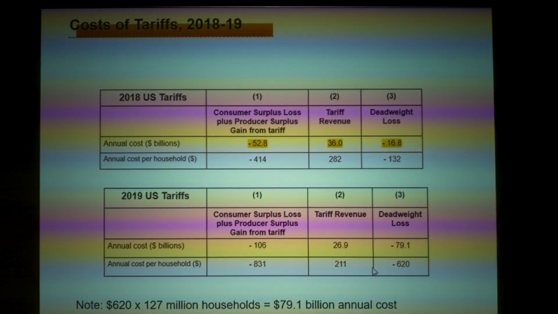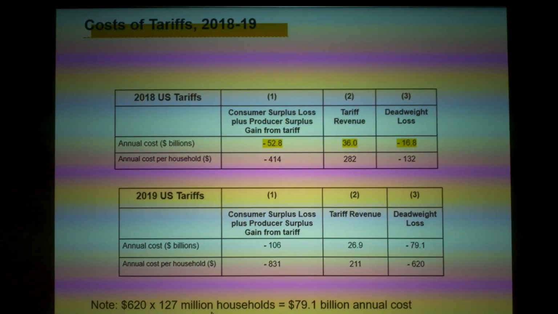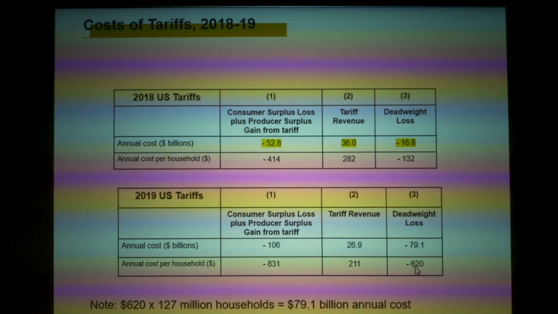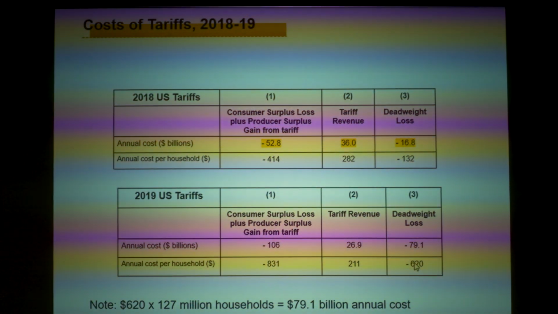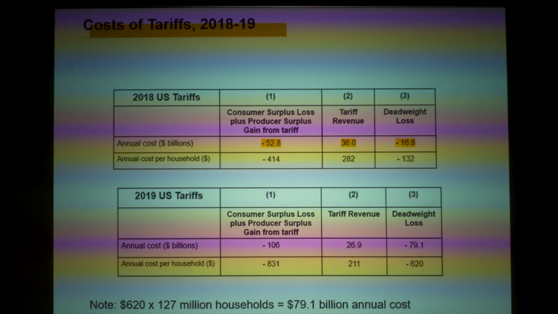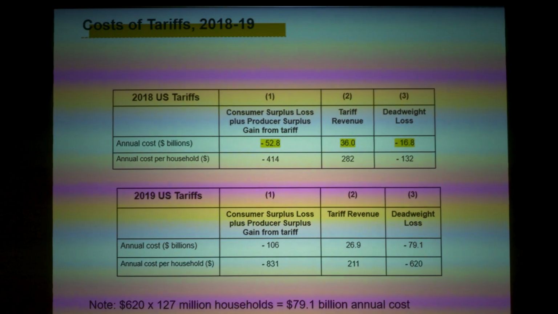If you actually divide by the number of households, which is 127 million in the United States, you get a per household cost of $132 here, $620 here. Might make it sound kind of trivial, but elections have been lost for smaller amounts of money. I'm in California. When the governor increased the tax rate that we use to register our cars by like 20 or 30 bucks, he was gone, right? If you impose that kind of tax on all your households, that's still a big deal.